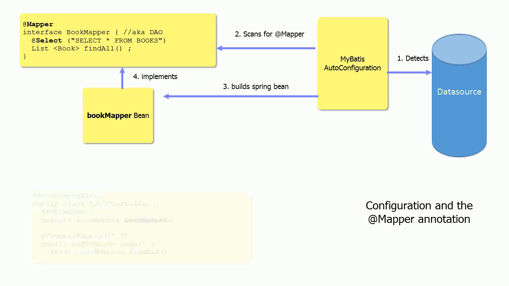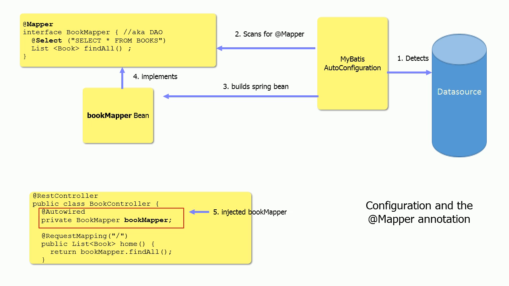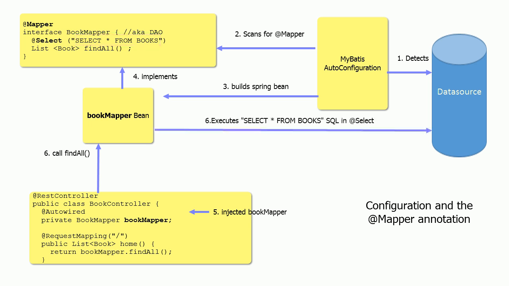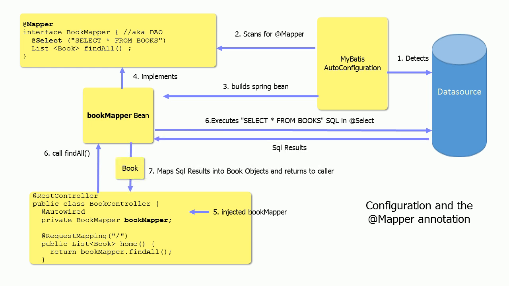In your application code, you can inject these MyBatis mapper beans and call the methods. Calling the findAll method on the generated book mapper bean, for example, will cause the select star from book SQL that was inside the @Select annotation to be executed against the database. Finally, the book mapper bean will attempt to map the results from the SQL query into book objects that are returned to the caller.